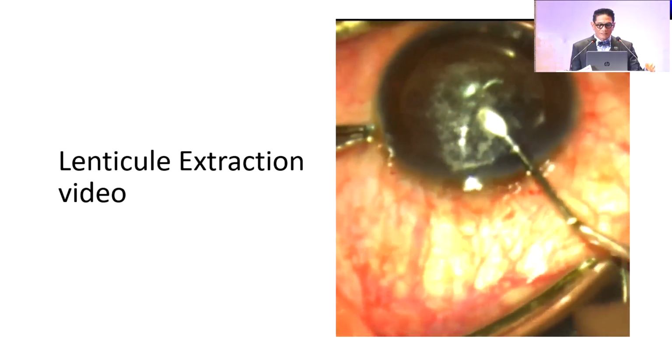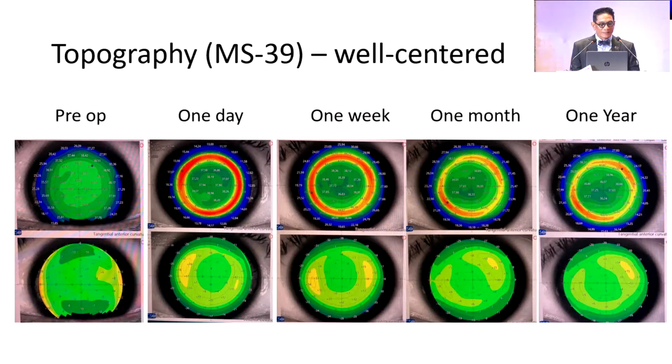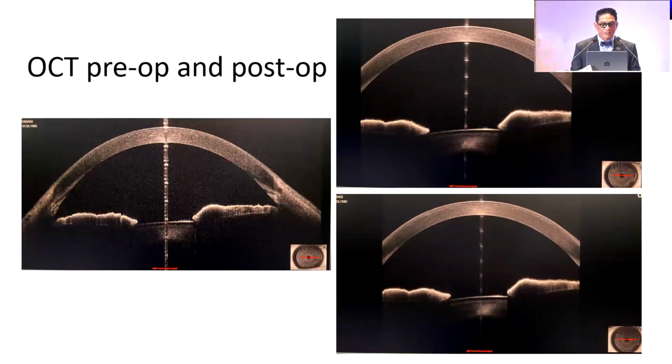So anyway, this is the topography with the MS-39. It's all well-centered with the pre-op, 1 day, 1 week, and 1 month post-op, pretty much centered. And then this is the OCT pre-op and post-op. The upper is the 1 day post-op. You can see a small line. That's the interface. And this is 1 year below. You can see a slight line, so it pretty much heals very well.